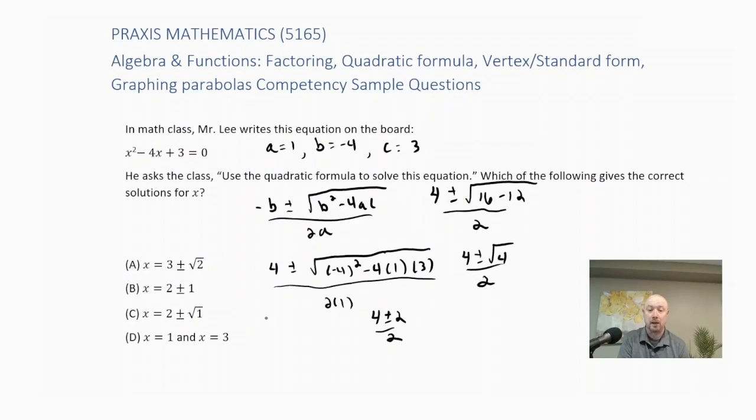So if we do the plus part, that would be 6 divided by 2, which is 3. If we do the minus, we'd get 4 minus 2 over 2, so that would be 2 divided by 2, which is 1. So our two solutions are x equals 3 and x equals 1, which is choice D.